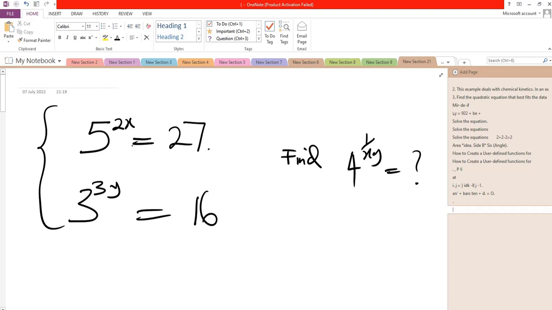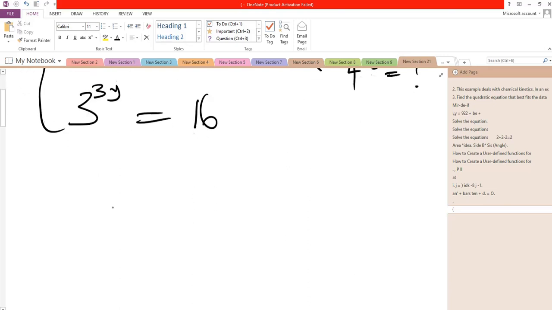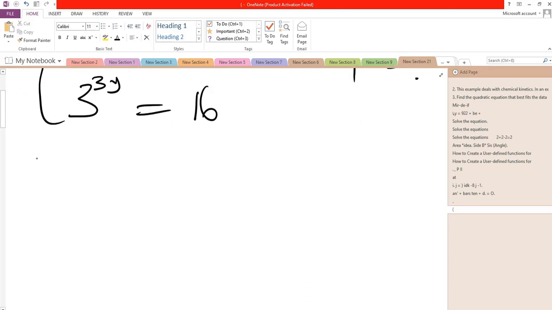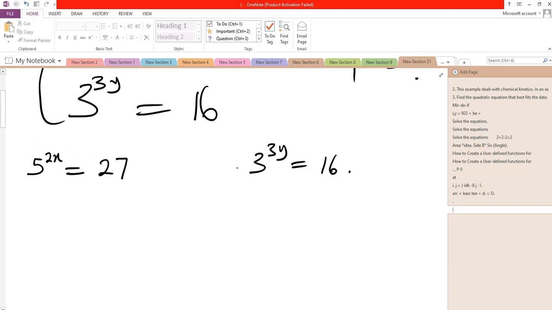Let's solve these equations. Given 5 to the power of 2x equal to 27 and 3 to the power of 3y equal to 16, find 4 to the power of 1 all over xy. So now the way we're going to do this: you have here 5 to the power of 2x equal to 27, and this is 3 to the power of 3y equal to 16. There are two methods we are going to use.